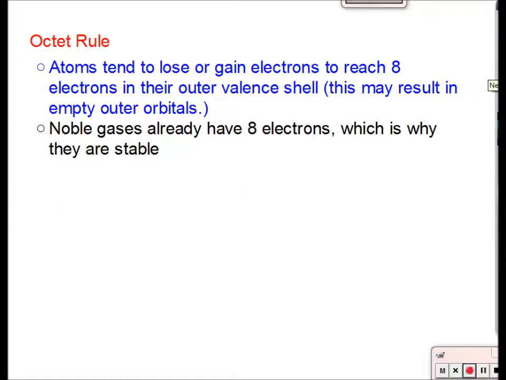The octet rule. Octet stands for 8. This means that atoms tend to gain or lose electrons to reach 8 electrons in their outer valence shell. 8 is the magic number in chemistry. This is the stable number, and they want to be stable. Noble gases already have this. That's why they're stable. Stable meaning unreactive.